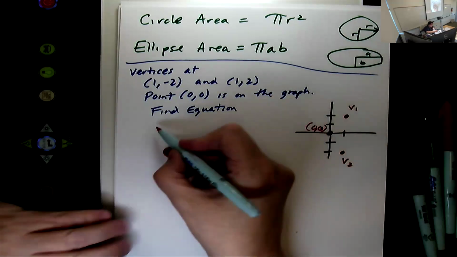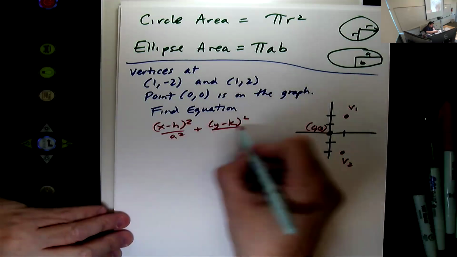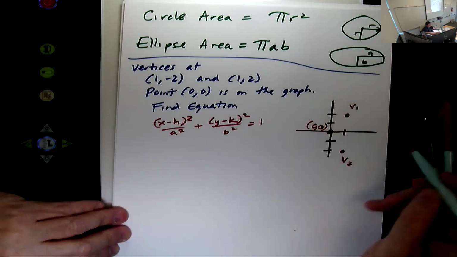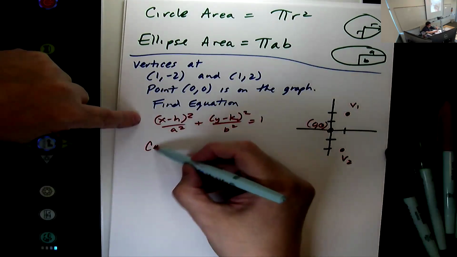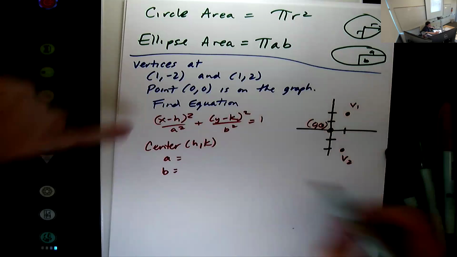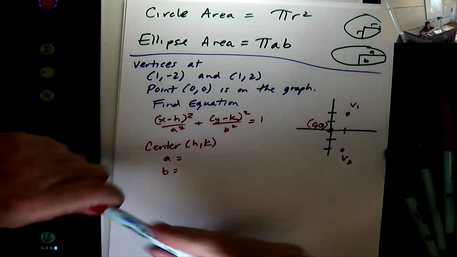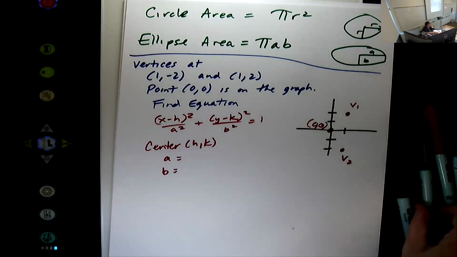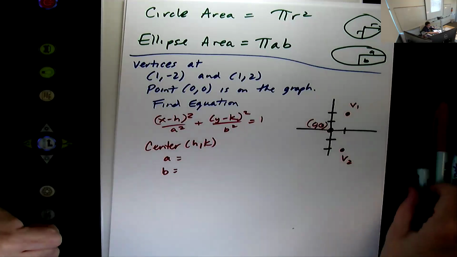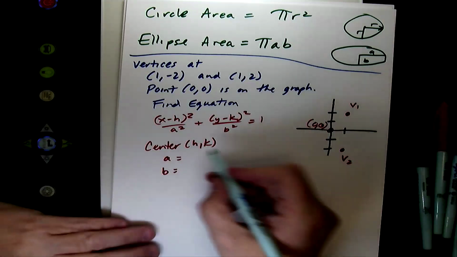So what do we need for the equation? Let's write down the general form of the equation and start seeing what we have and what we're missing. We need a center, right? We need A and we need B. Do we have any of those? Or can we figure them out? And if so, how? A is going to be 1 and B is going to be 2.